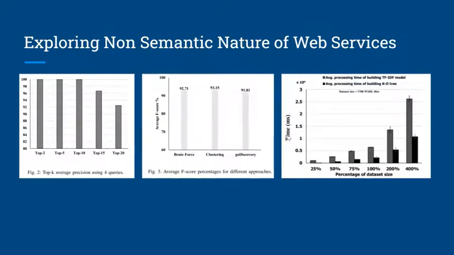So if you see the time taken for 25%, which is about 927 services, it takes about 2 seconds to build the TF-IDF model and again to generate the KD tree. Which is quite fast, and it is comparatively way more efficient than the other models that were being used.